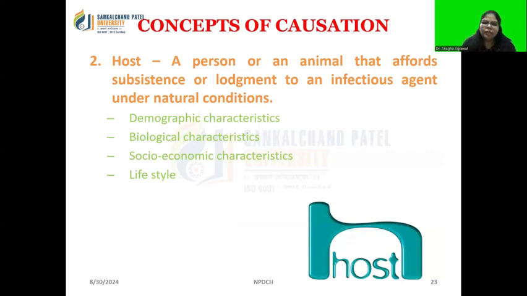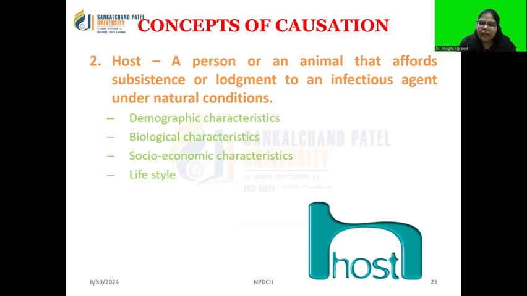The second thing is the host. That means the person or the animal or the tissue that affords subsistence or lodgement to an infectious agent under natural conditions. The types of host characteristics are various demographic characteristics of that particular host, which make the host susceptible to that particular disease. For example, age. As we know, young children and older people are more susceptible to some kinds of infectious diseases because they lack immunity. So age is one of the demographic characteristics which makes them more susceptible to that disease.